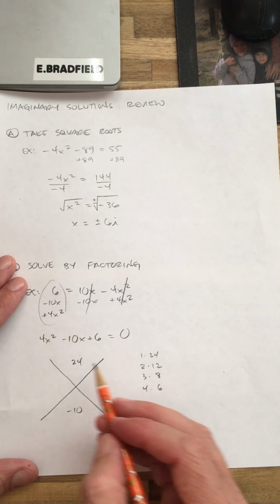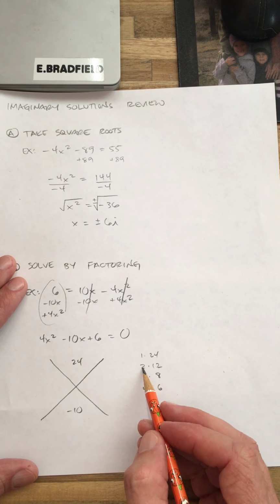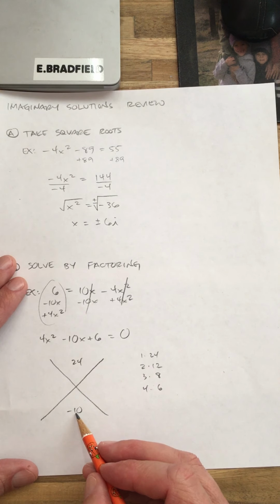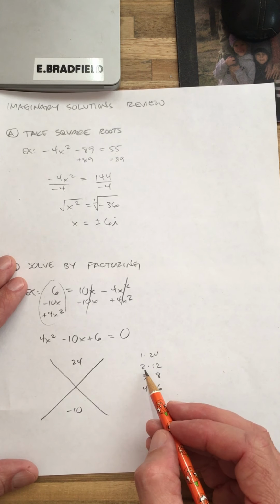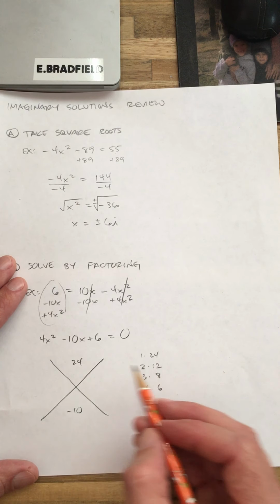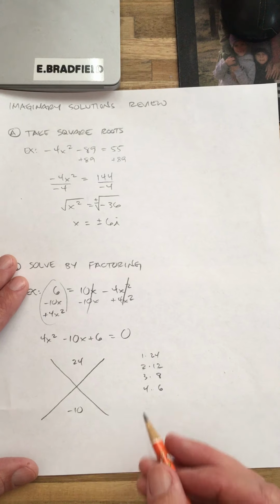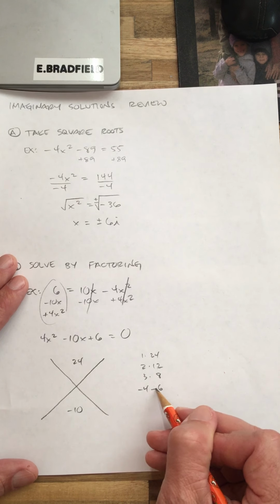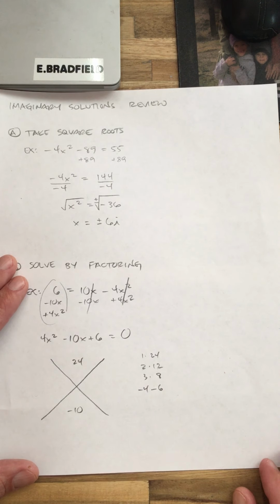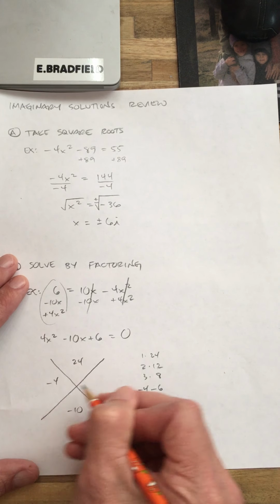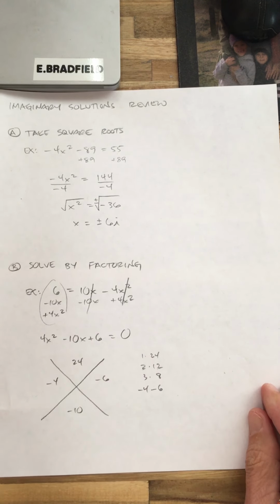Well, look, 2 times 12 is 24, and 12 take away 2 is 10. We need a negative 10, so positive 2 and negative 12 gives me negative 10, but if you multiply those, positive 2 times negative 12, you don't get 24. So we're going to use a negative 4 and a negative 6. Multiply those, you get positive 24. Add them, you get negative 10. So we'll put negative 4 and negative 6.